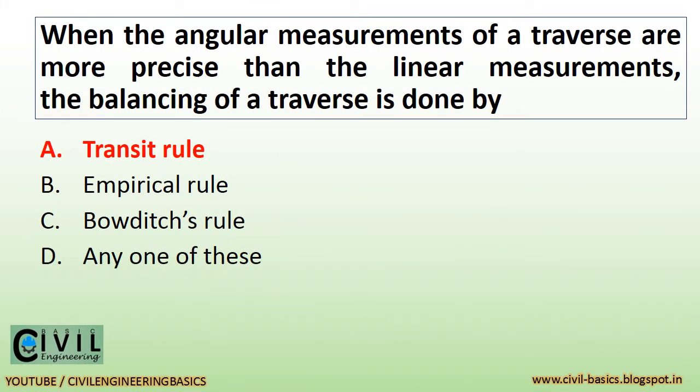When the angular measurements of a traverse are more precise than the linear measurements, the balancing of a traverse is done by transit rule.